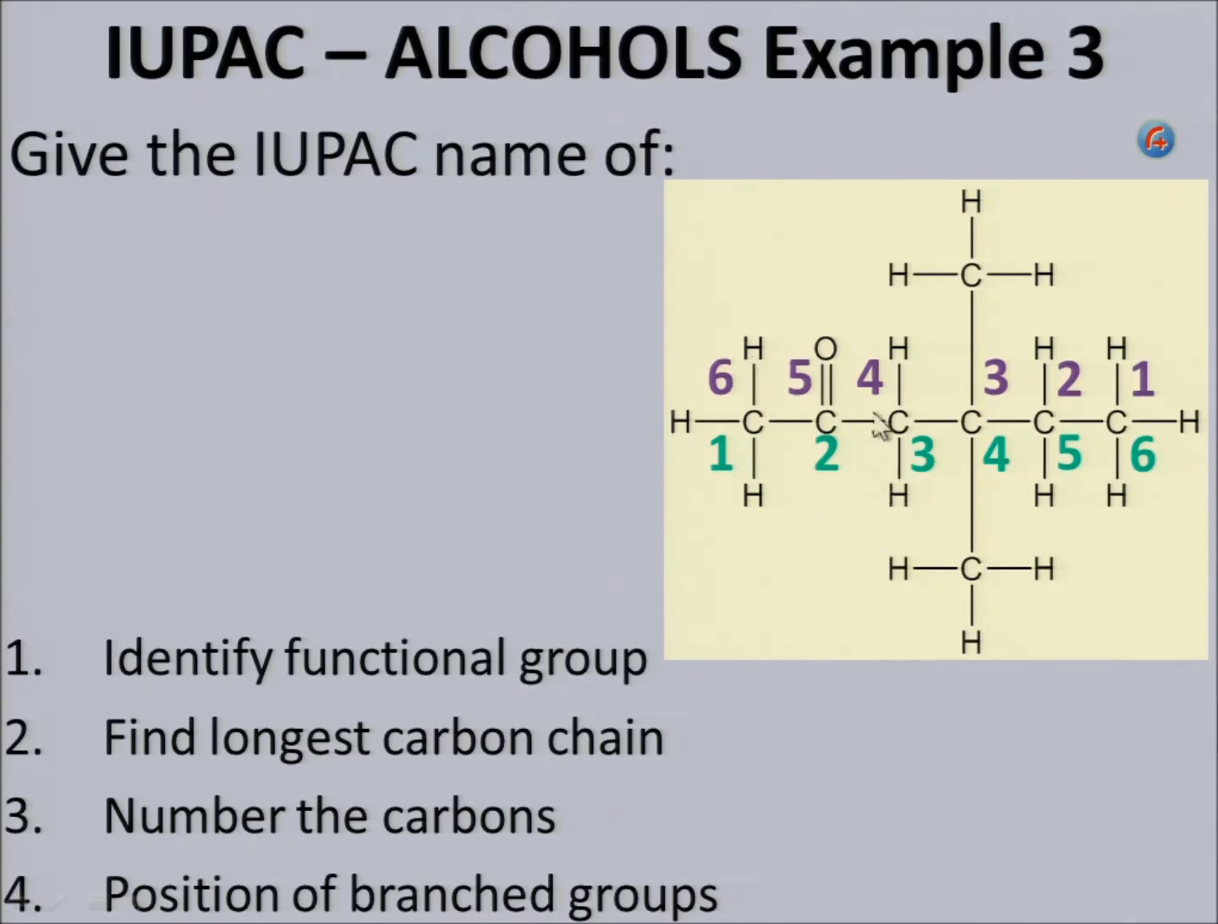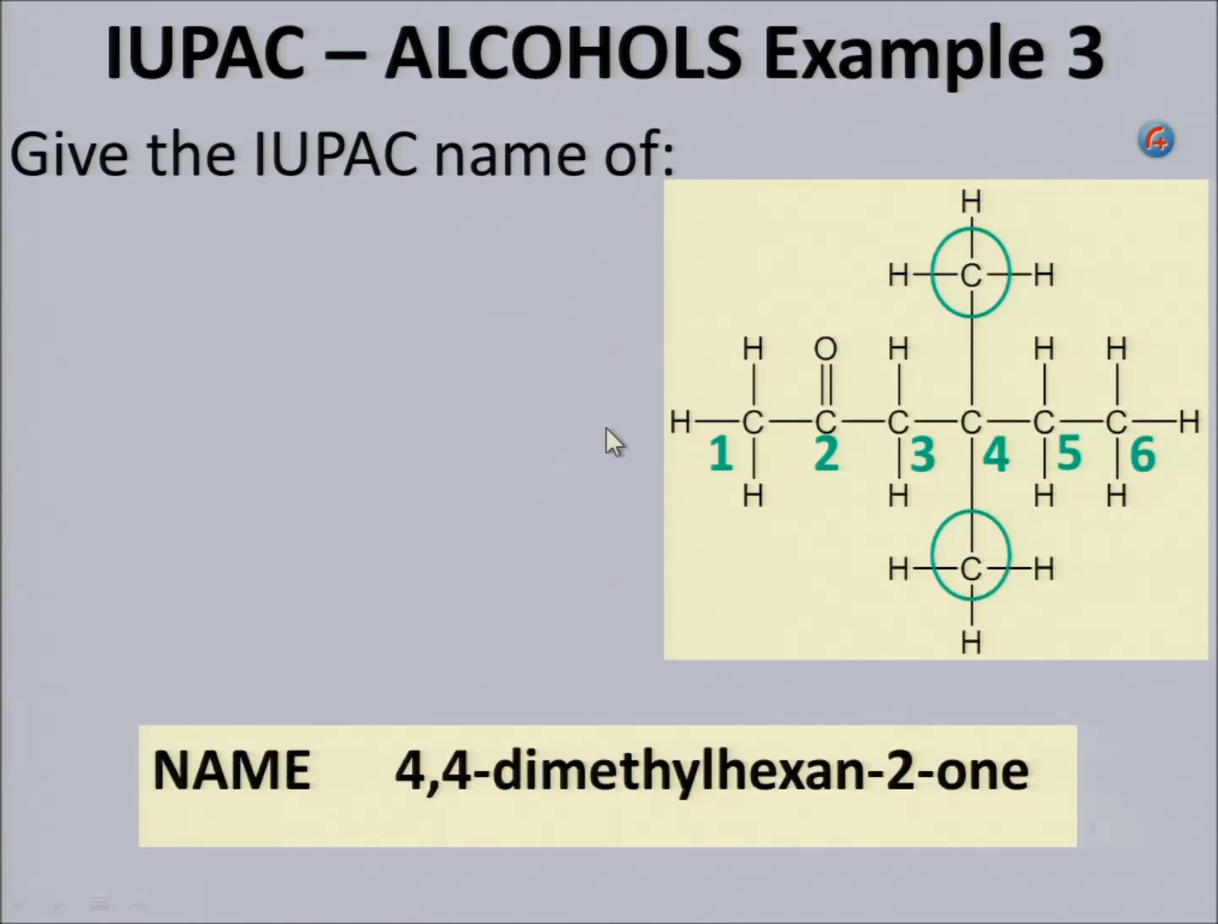For the green numbers, you have your carbonyl group at carbon 2. For the purple numbers, you have the carbonyl carbon at carbon 5. Therefore, the one where your functional group is at the lowest possible carbon number is the correct one. Therefore, the green numbers are correct and the purple numbers wrong. Now you look at your substituents. You have a methyl at carbon 4 and another methyl at carbon 4. Therefore, your name should be 4,4-dimethyl. Hex, because there's 6 carbons, an, because there's only single bonds, 2 to indicate the carbonyl carbon, one to indicate that it's a ketone.